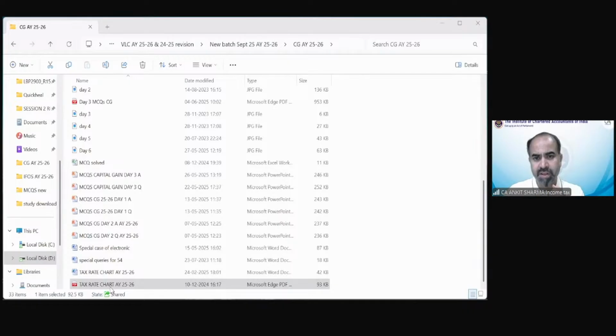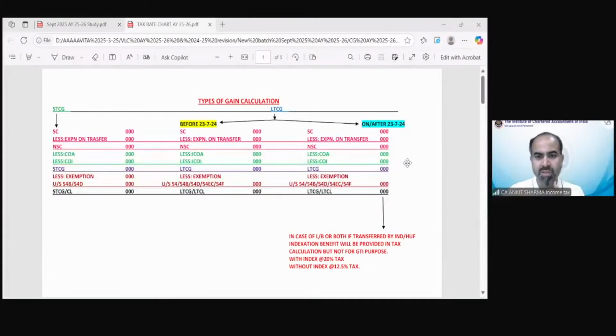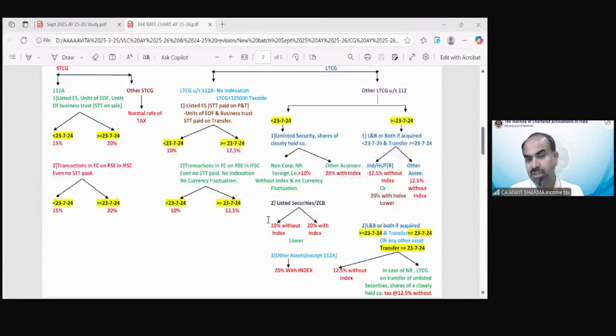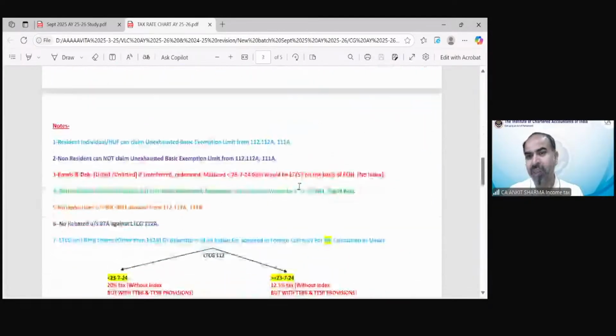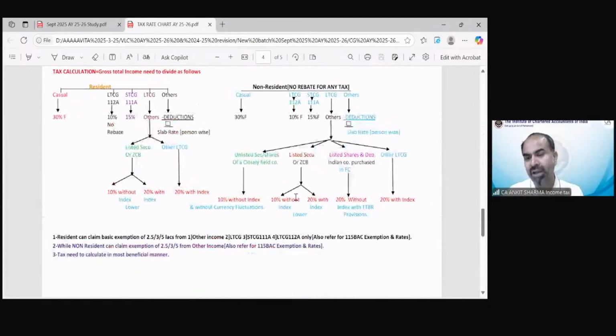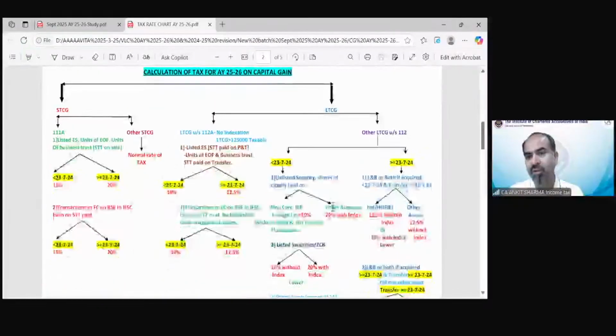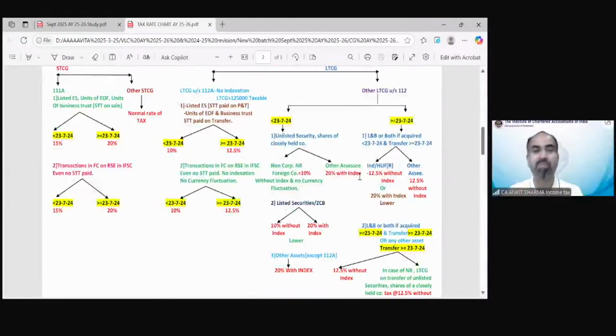Your query was regarding non-resident and foreign company. So I guess you did not go through this concept. So here is the provision. If that is before 23rd of July, there are separate provisions for non-resident and foreign company, 10%. And if it is on or after 23rd of July, the rate would be changed and that would be 12.5%. Okay.